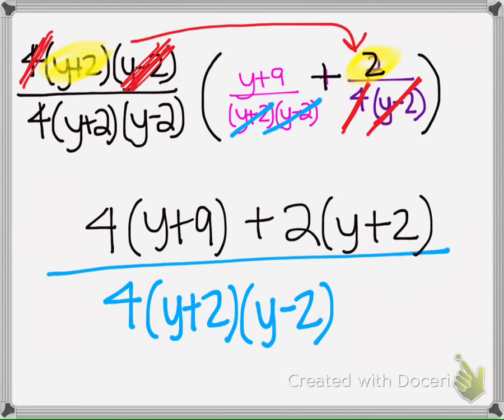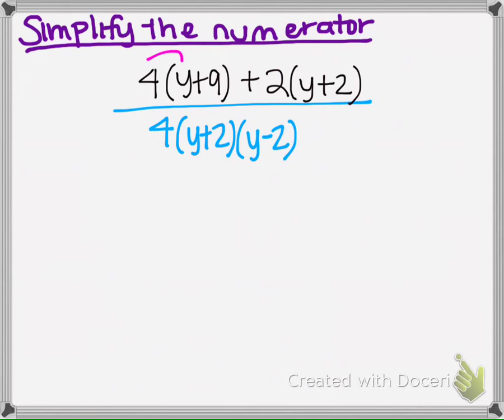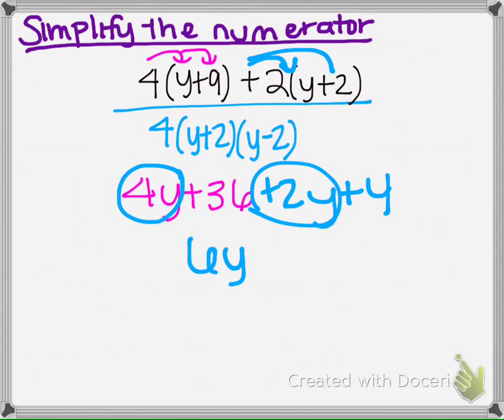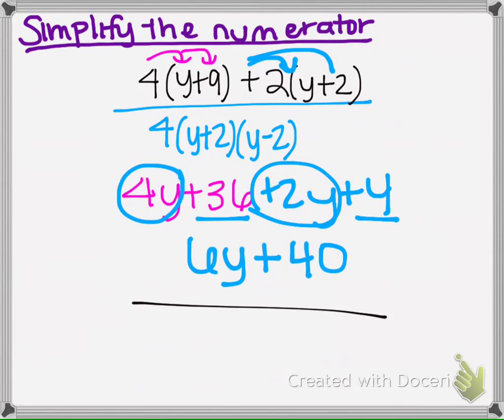And now we are ready to simplify this numerator here. We're going to distribute, so we have 4y plus 36. And then here we have 2 times y is 2y, and 2 times 2, which is 4. Then I'm going to combine the like terms, so we have 6y plus 36 plus 4 is 40, all over our denominator here.